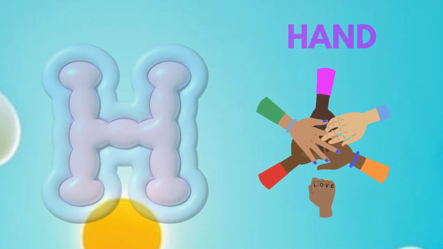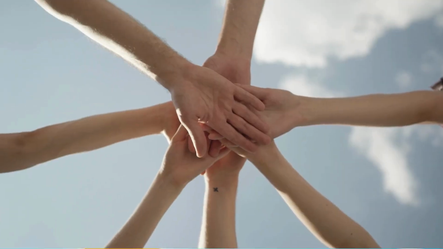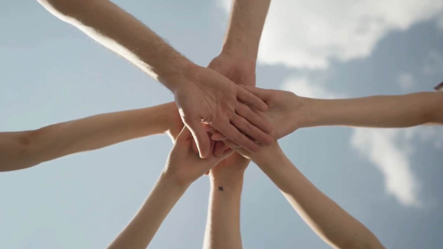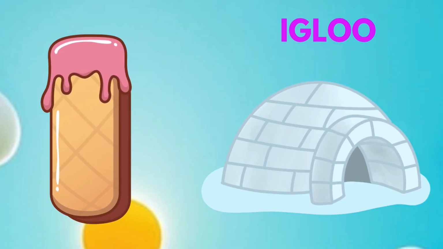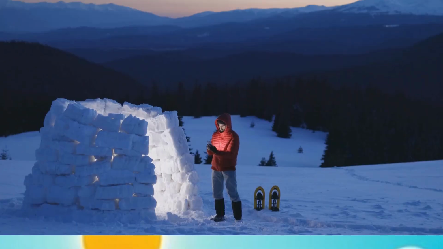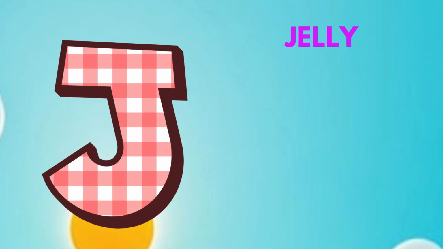Glasses. Glasses. G, glasses. H is for hand. Hand. Hand. H, hand. I is for igloo. Igloo. Igloo. I, igloo. J is for jelly.